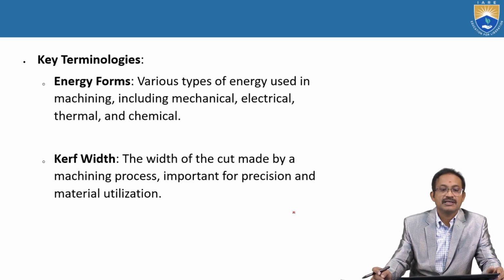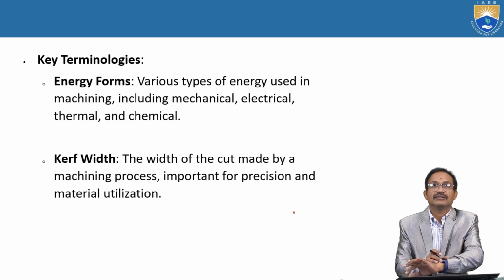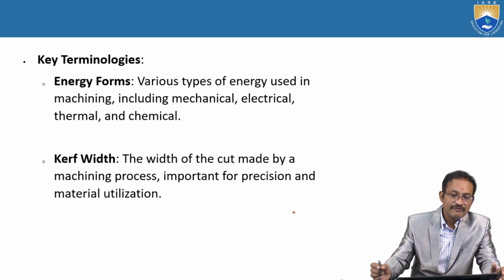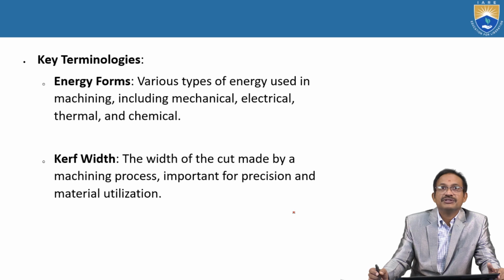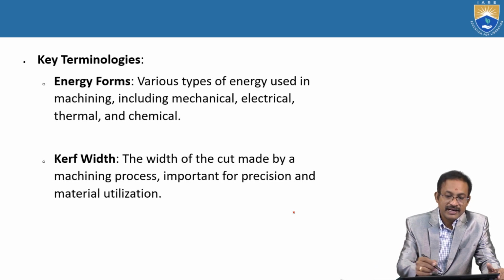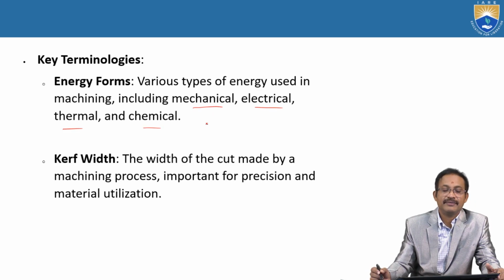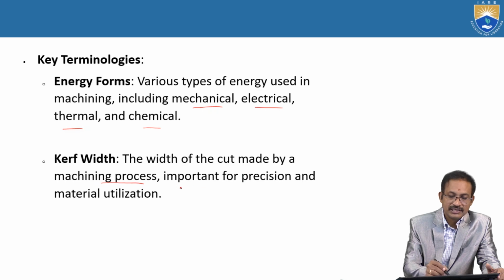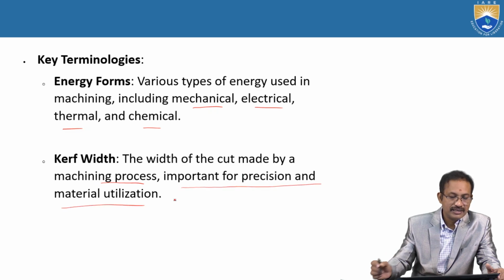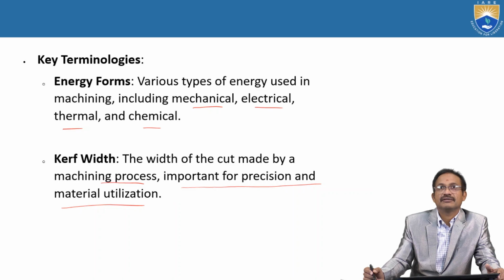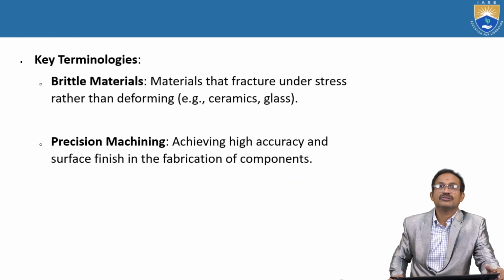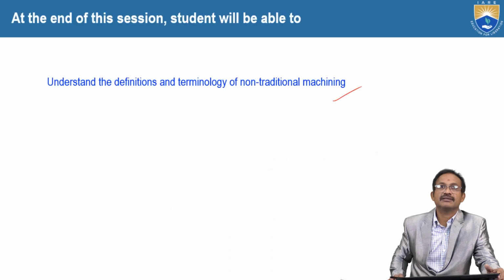Key terminologies: energy forms and kerf width. Energy forms are the various types of energy used in machining, including mechanical, electrical, thermal, and chemical. Kerf width is the width of the cut made by a machining process, important for precision and material utilization. So let me reiterate certain points.